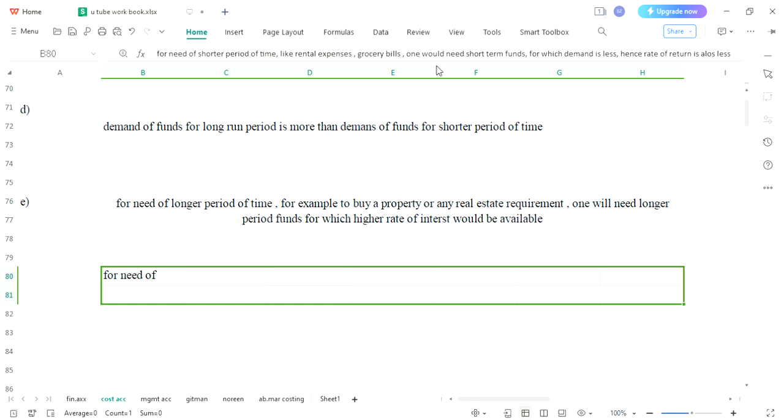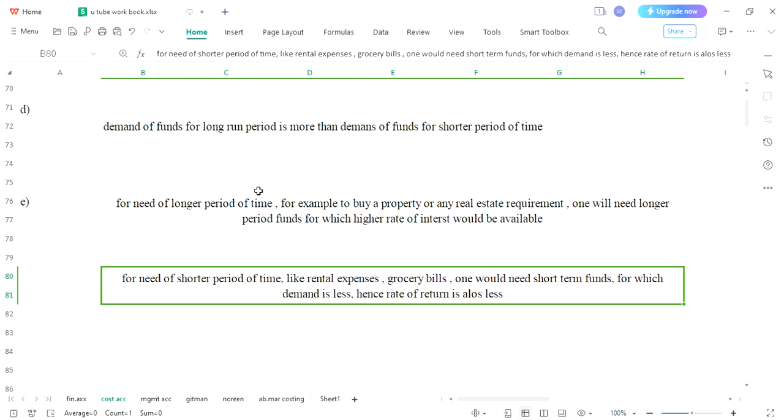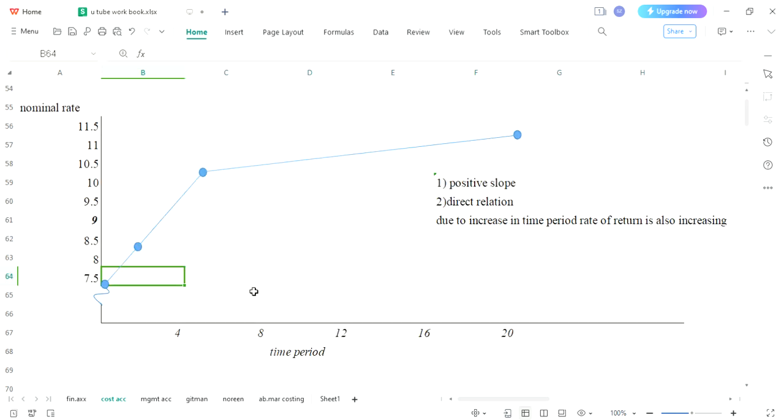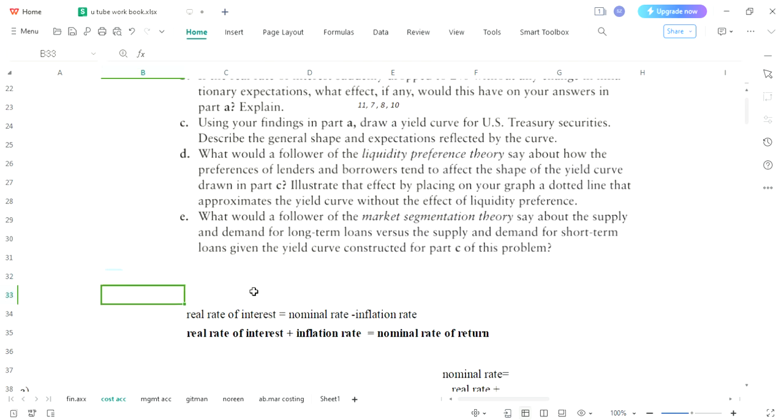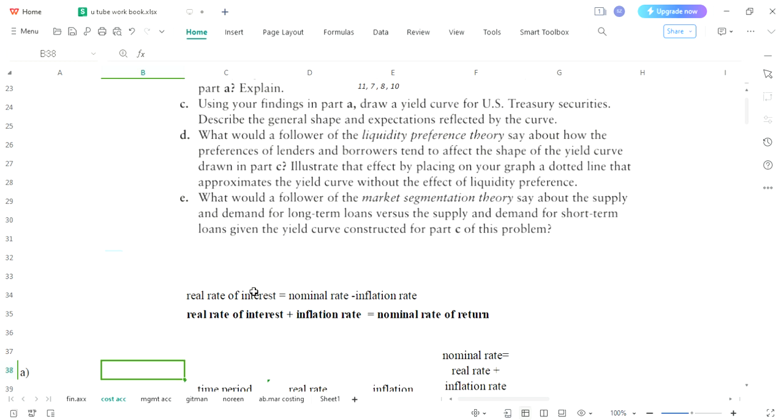And this was the requirement of the question. It's a simple thing. If you want to have a loan or funds for a longer period of time, you will have to pay a higher rate of interest. When you want a loan for a shorter period of time, for short-term expenditure needs, you will have to pay a lower rate of return. So the conclusions are also completed.